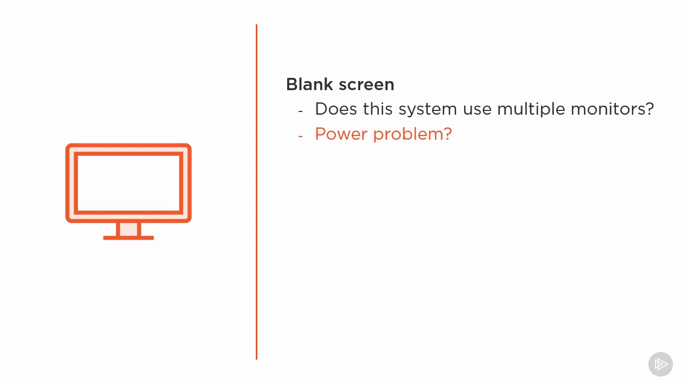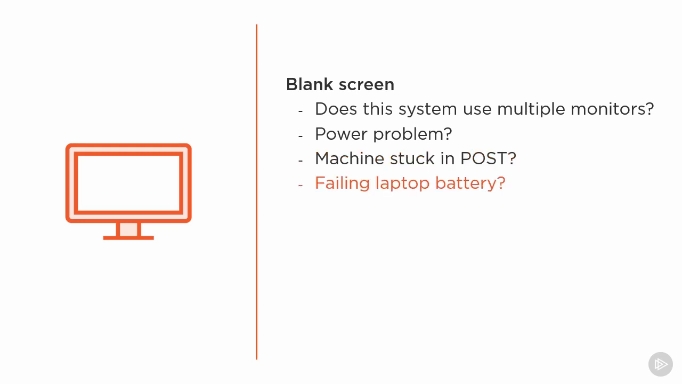Try a different plug. The other thing is, maybe the machine is stuck in POST, the power-on self-test. Now that might happen if you've changed your hardware configuration recently, such as adding a new video card or RAM or a RAID controller, anything like that. Could also be related to a failing laptop battery. Over time, laptop batteries don't seem to hold their charge as they once did, and that can cause a problem beyond just a blank screen, but a blank screen is definitely symptomatic of that.